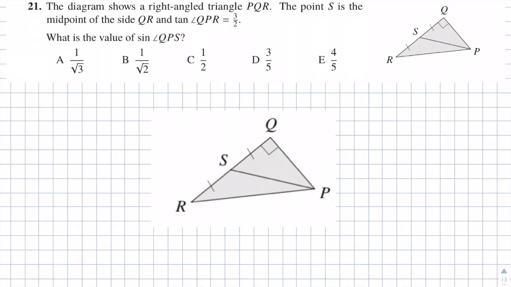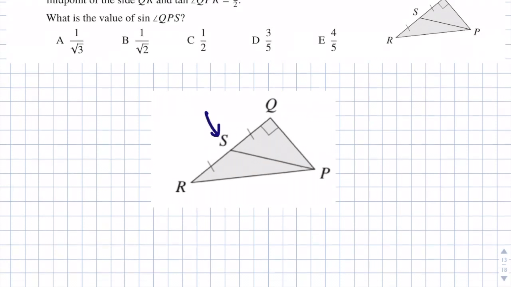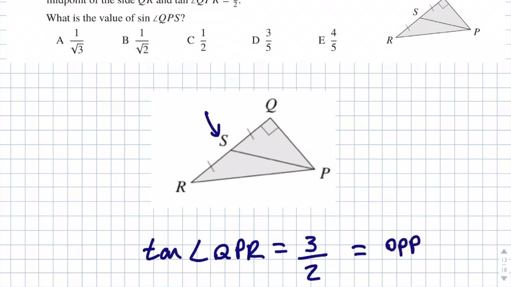Now, we're told in the question that S is the midpoint of QR, and we're told that tan of the angle QPR is equal to 3 over 2. When we find the tan of an angle, we take the opposite side over the adjacent side. So the opposite side is QR, so we can say that QR is 3, and the adjacent side is the base of the triangle, which is QP, so this is going to have a length of 2.